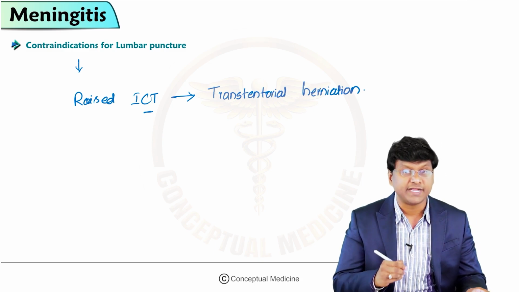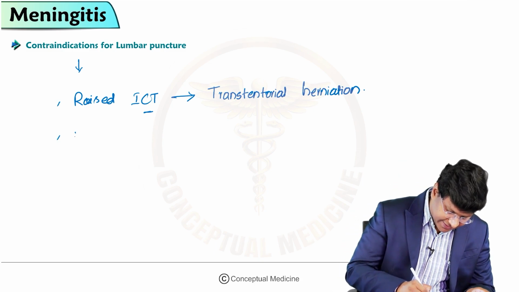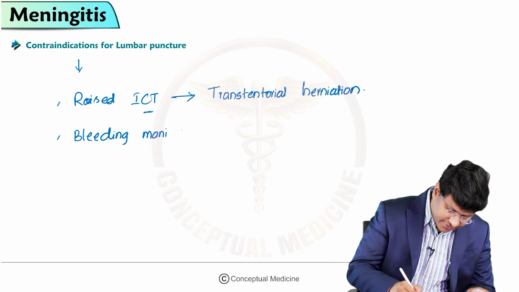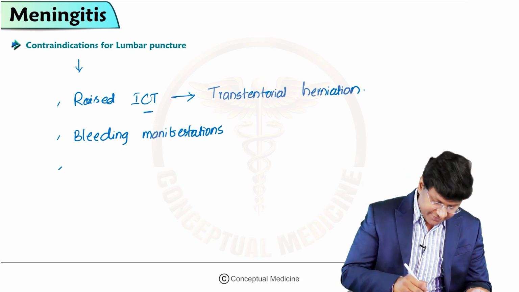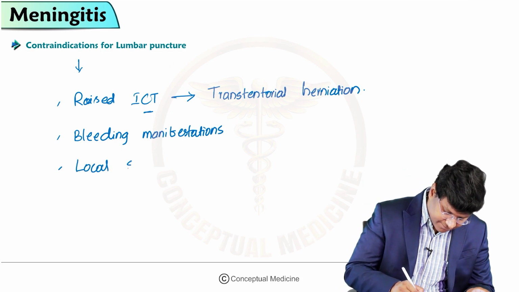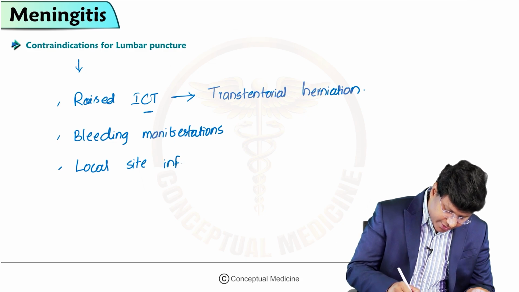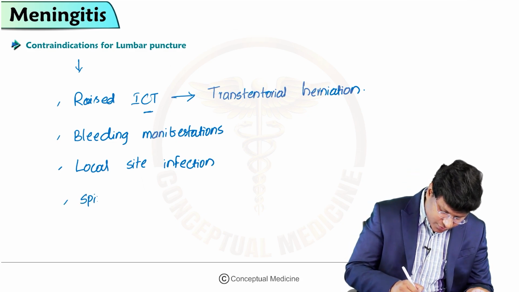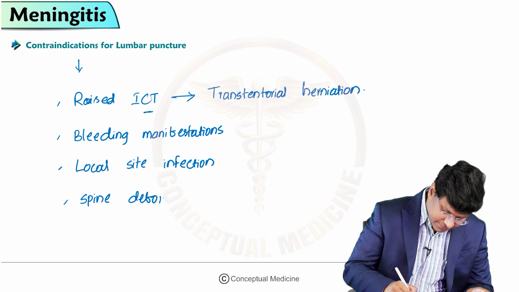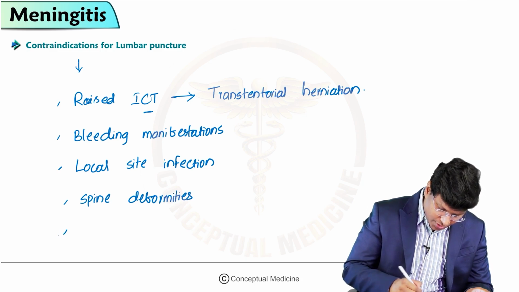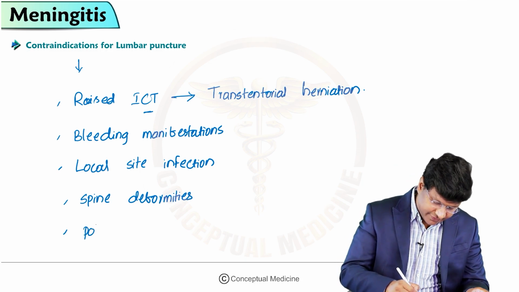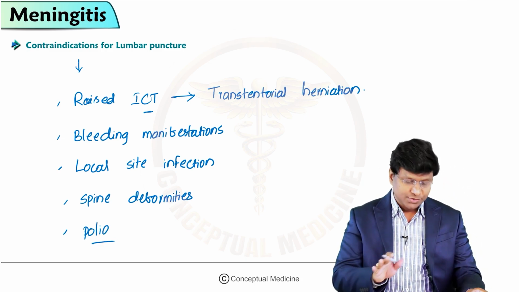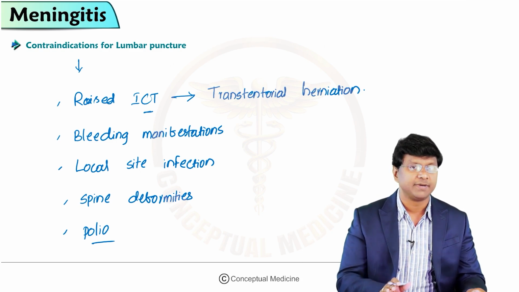Right, there is a chance of development of transtentorial herniation. Then, in these individuals, if there are bleeding manifestations, even then you should not do the lumbar puncture. Next, if there is any local site infection, that is also a contraindication for the lumbar puncture. And if there are any spine deformities like kyphoscoliosis, even then you should not do the lumbar puncture. And in individuals suffering with polio, you should not do lumbar puncture.